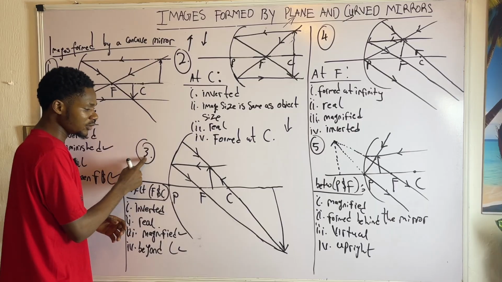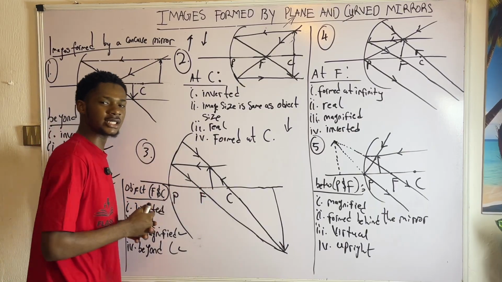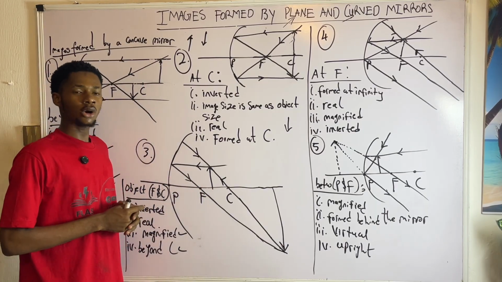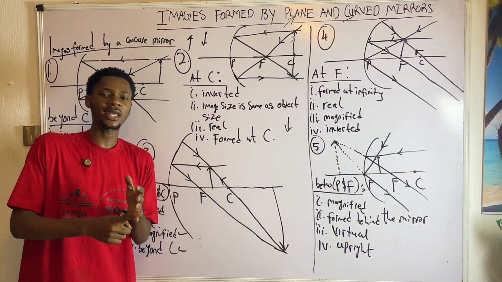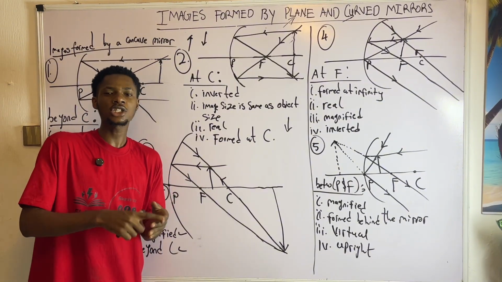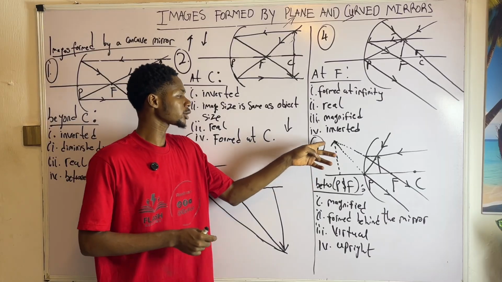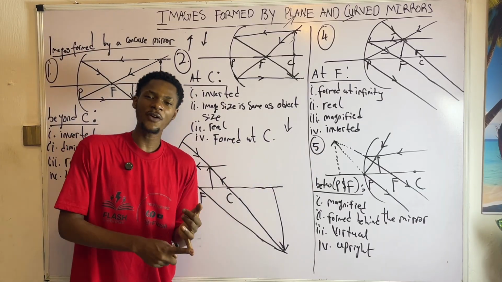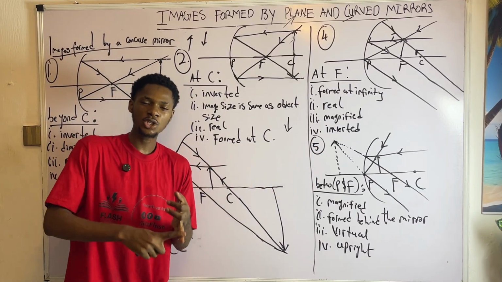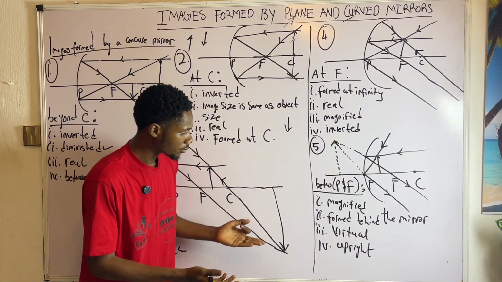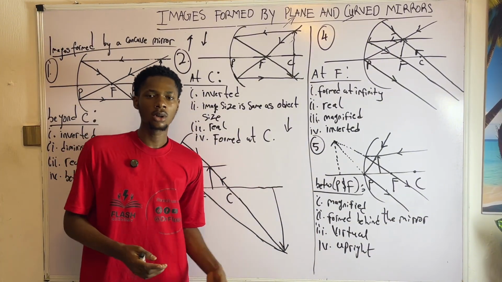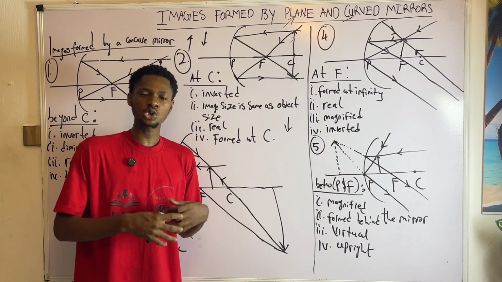So without looking at this board, I can tell you the properties. Whenever the object is placed between F and C, we know the image is formed beyond C. It is inverted, magnified, and real. When the object is placed at number 5, it is magnified, virtual, erect, and formed behind the mirror. So by practicing problems, you should be able to answer this.